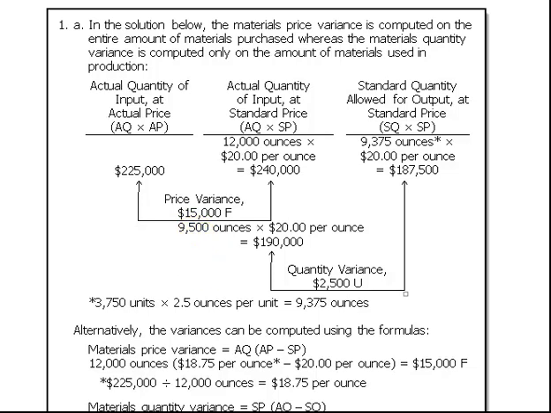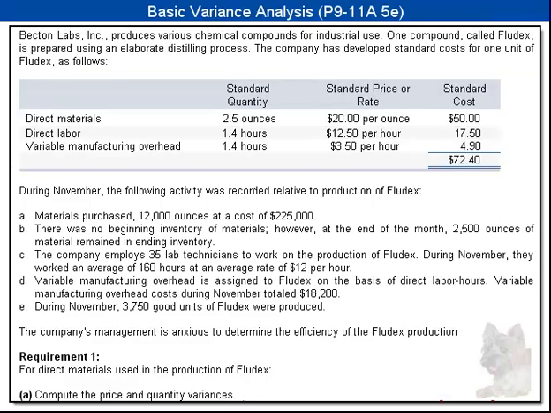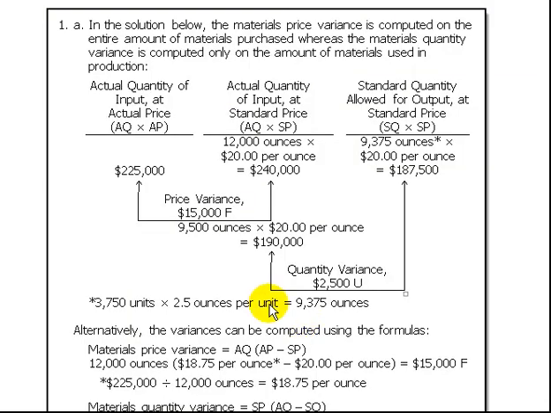And let's take a look at the problem again. Okay, we purchased 12,000 ounces, but there was no beginning inventory, and 2,500 were available at the end. So 12,000 minus 2,500 at the end means we must have used 9,500 in production. Okay, so now we take that 9,500 ounces, that's the actual quantity we used, and we compare it to the 9,375 ounces that the standard called for.